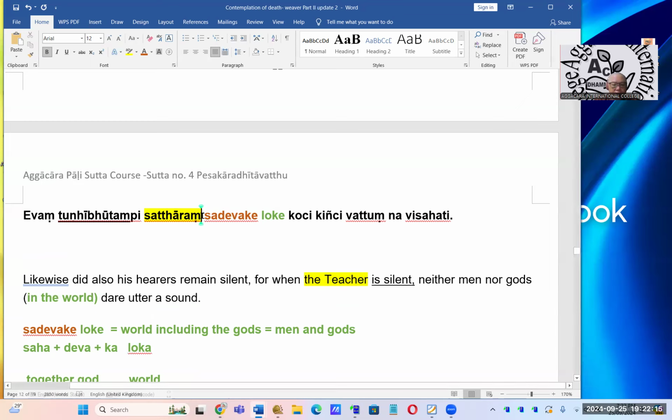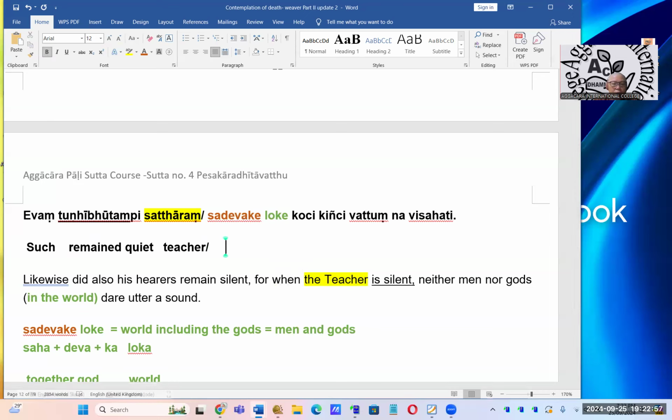Okay, but before that, let's look at this. Evam tumhi butampi sataram. Evam means we see the word such, or as such, likewise. Direct translation was such. Tumhi, quiet, okay? Keep quiet or remain quiet. Sataram, teacher. When the teacher remained quiet like this, even though it didn't say the timing, we can take it as when. When the teacher remained quiet like this, so here will be dewa. Direct translation will be gods. Loke is world. World we take it as human, all right? Humans and dewa.